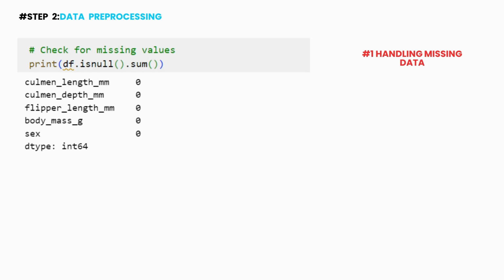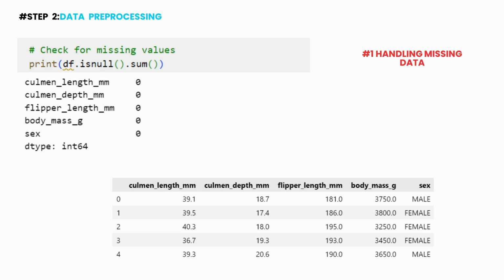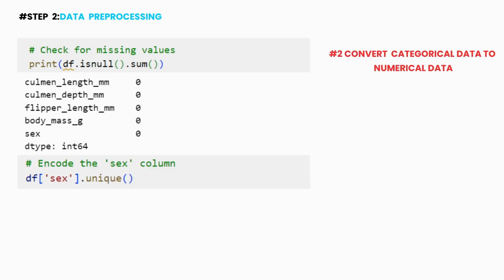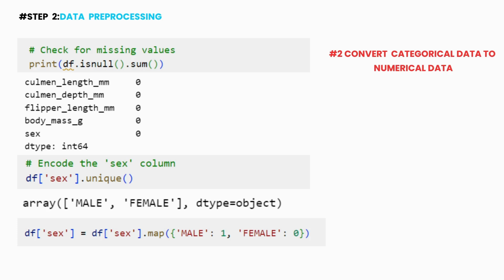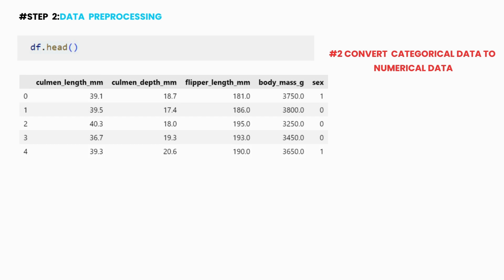If there are any missing values, we need to decide how to handle them. In this case, let's assume there are no missing values. Next, we need to encode the sex column. Since machine learning algorithms require numerical input, we'll map the sex column to numerical values. We can use the map function to convert male to 1 and female to 0. So first, let's check the unique values in the sex column and then apply the mapping. After encoding, our sex column will have numerical values instead of categorical labels.